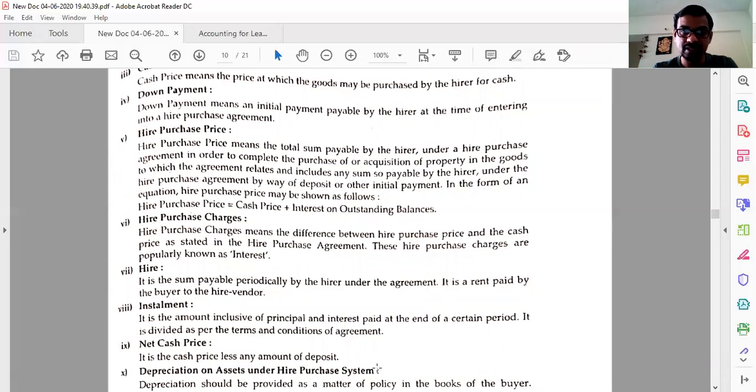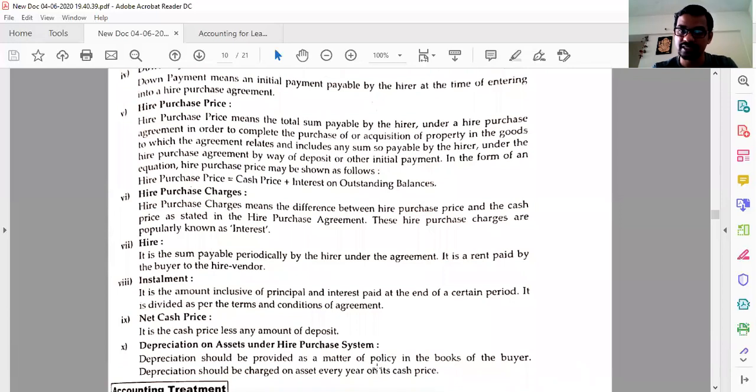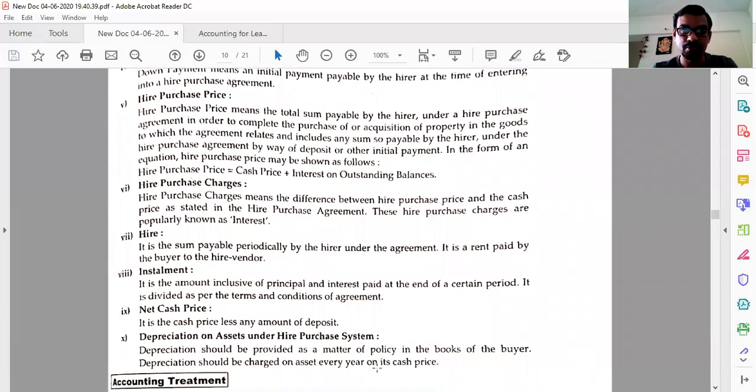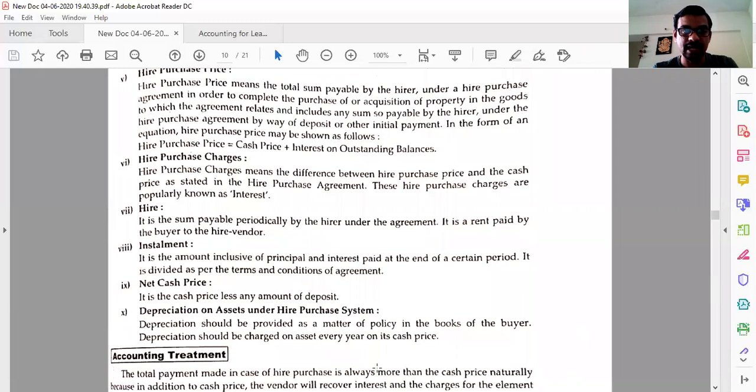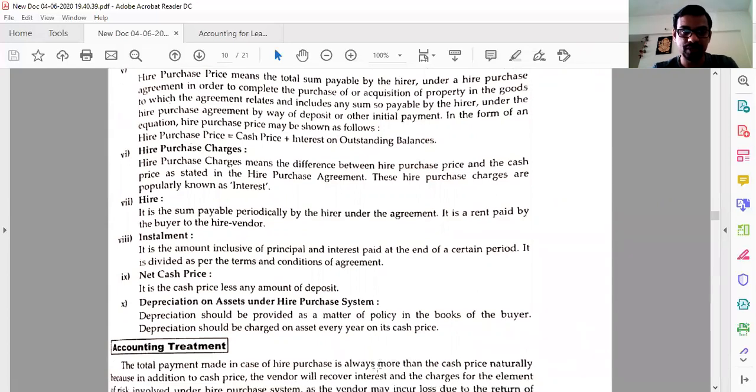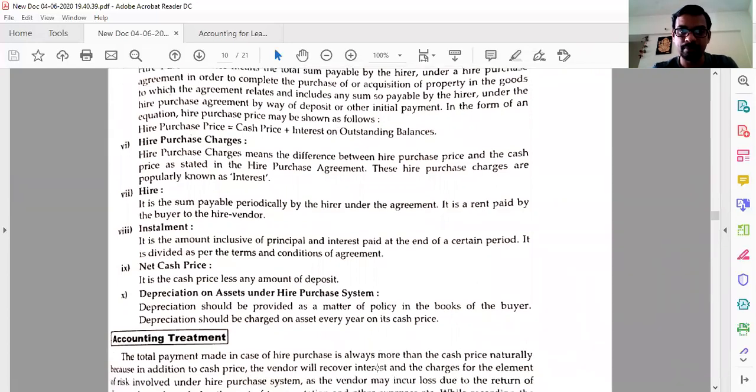Hire purchase price is equal to cash price plus interest on outstanding balances. This one is the important one to remember. Hire purchase charges means the difference between hire purchase price and the cash price as stated in the hire purchase agreement. The next one is the hire.